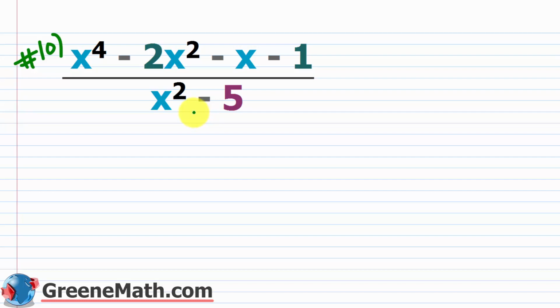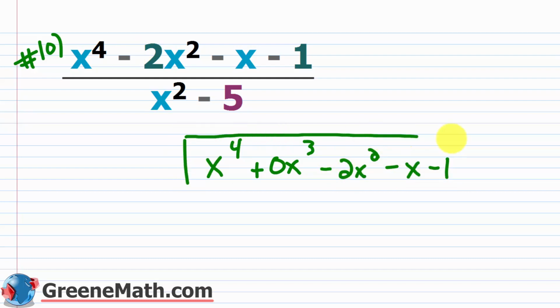So what I want to do when I set this up is go x to the 4th power, and then plus 0x cubed. Again, I've got to put that in because I'm missing that here. Then minus 2x squared, then minus x, then minus 1. And then what I want to do here is go x squared plus 0x, and then minus 5.